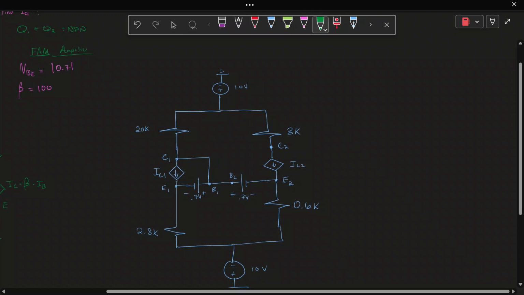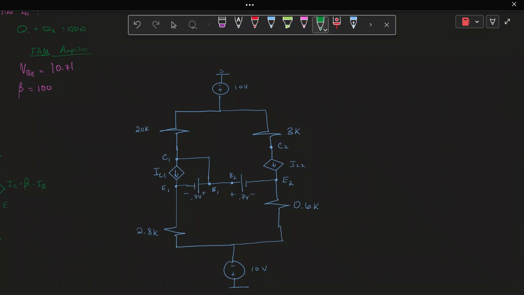And there are some other things that we could use here. There are equations for transistors, especially for NPN. I'm going to write the basic ones. IC is equal to beta IB. So if we want to find IC1, we need to find IB1.